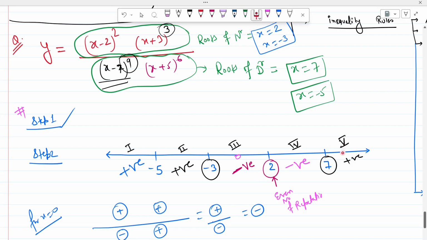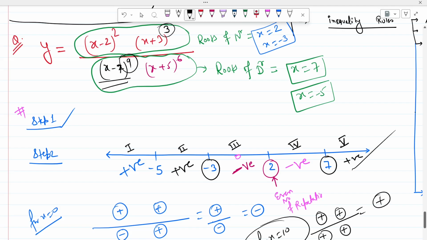Let us check this for the fifth region. Take any value greater than 7, for example, 10. For x equals 10, what will it be? 10 minus 2 whole squared, positive; 10 plus 3, positive, cube power, positive; 10 minus 7, positive; 10, positive. So positive, positive, positive, positive, positive. See, it is already good. If you want, you may check for any other region, at least one region.